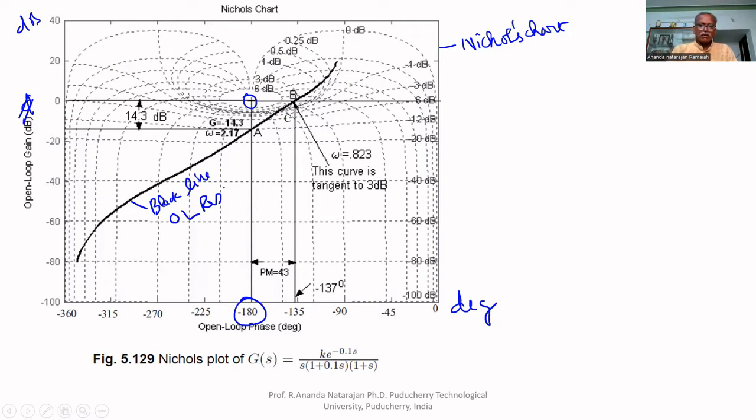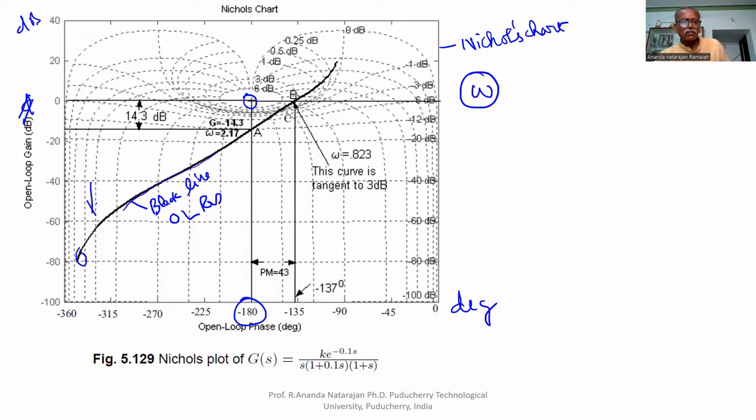After drawing this on the Nichols chart, notice that omega has no meaning here. It is plotted between the phase angle and magnitude. That's all. But you can notice that as omega increases, the magnitude drastically decreases and the angle increases in the negative direction. That's all.